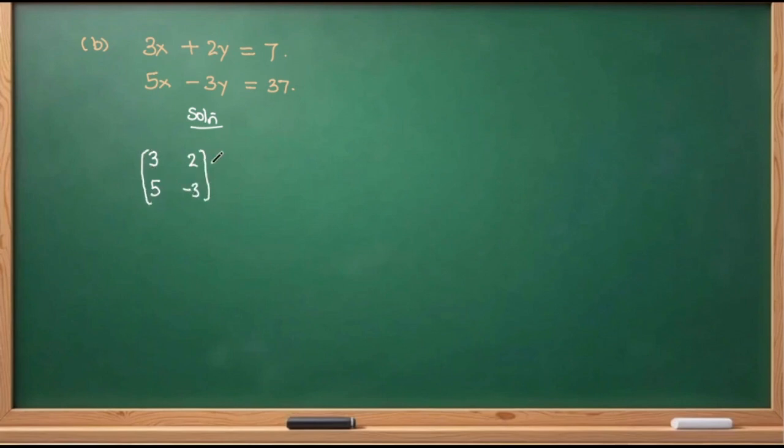And then we'll select the first letter, and that is x. Then the second letter, that is y. And we equate to the constant matrix, that is 7 and 37.